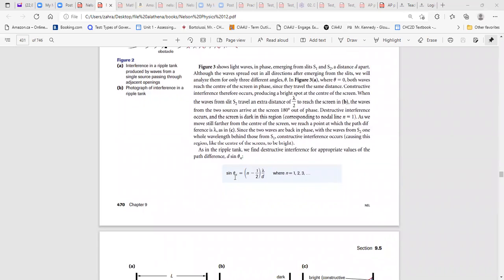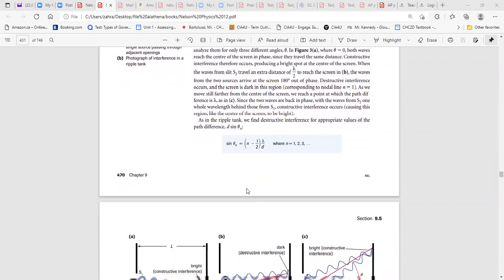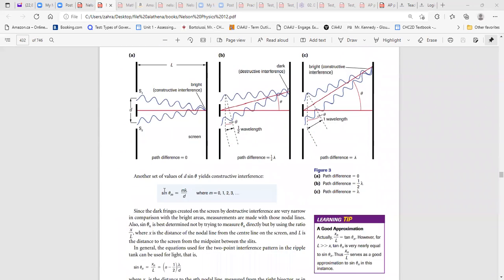Before, we saw that sine theta is (n minus 1/2) lambda over d, when n is 1, 2, 3, gives you destructive interference, the dark or the nodal points. And sine theta equal to m lambda over d will give you constructive interference, the bright points. So this is constructive interference.